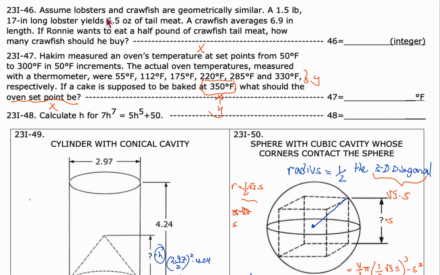I was doing 56 and I kept getting a mistake here, so I apologize for that. I'll have a better explanation for that later. But it is important for us to relate the volumes of the lobsters, so their lengths cubed, to their weights, as well as the crawfish. So we're going to be dealing with a cubic proportionality there.